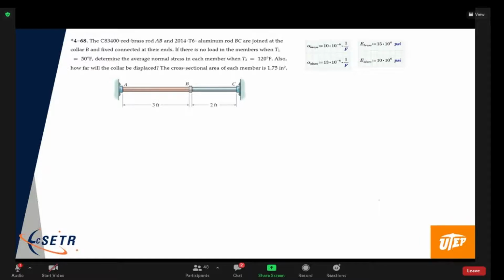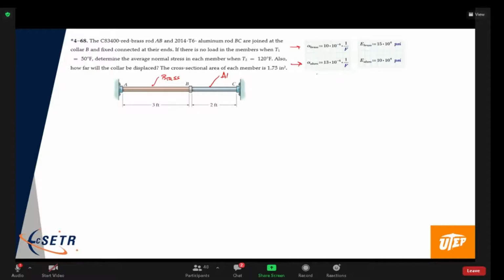And so here we have a rod that consists of 2 pieces of material. AB is brass, so this is brass, and BC is aluminum, okay? So I put over here the thermal expansion coefficients and Young's modulus for brass and aluminum, respectively.